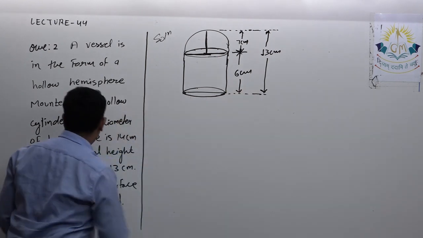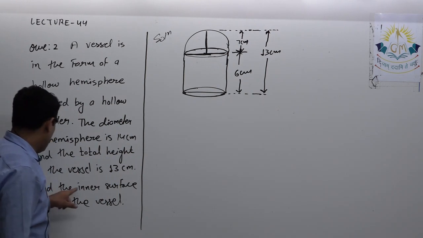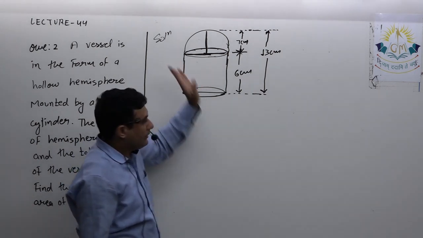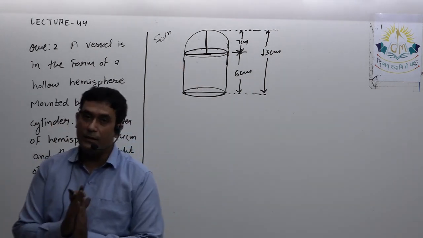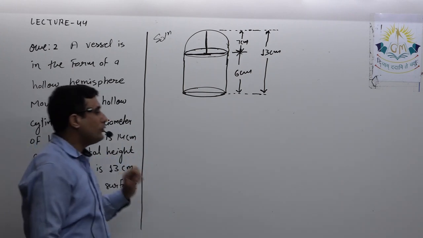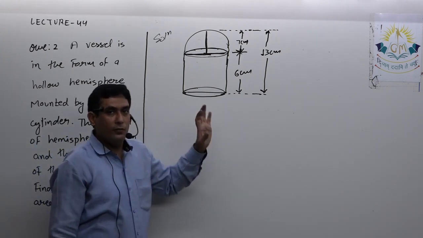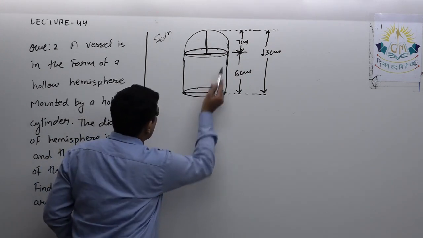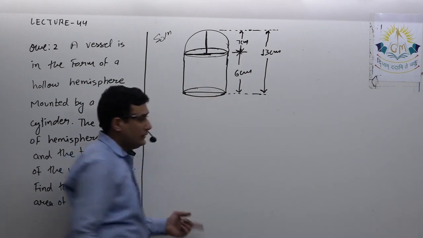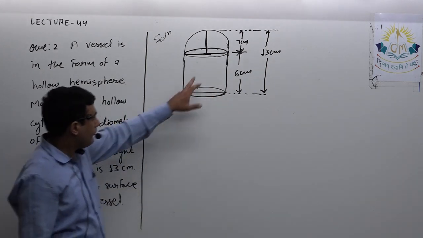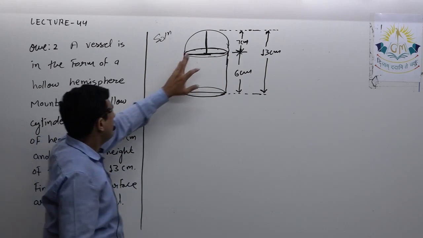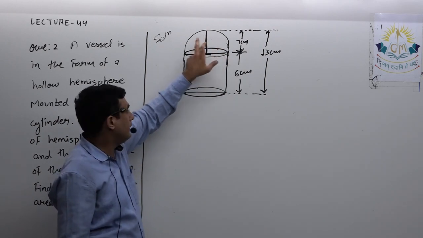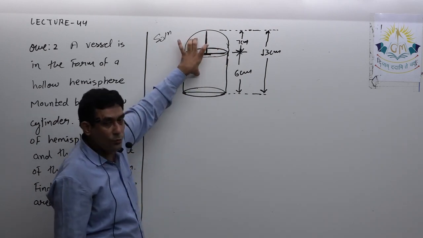Now what we have to find is the total surface area, or the inner surface area of the vessel. When it is asked to find the inner surface area, you have to think about what portion of the solid it is possible to paint or color. Definitely we can paint inside of this cylindrical portion, that is inner CSA. The inner radius is already given, as well as the CSA of the hemisphere. By adding these two, we'll get our answer.